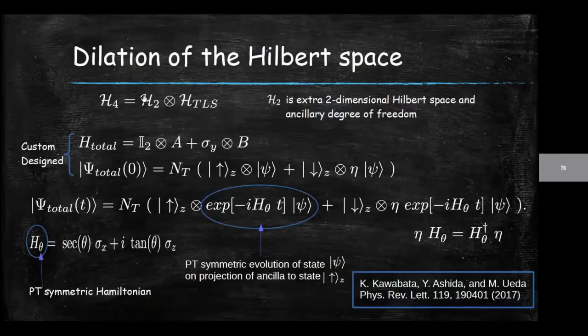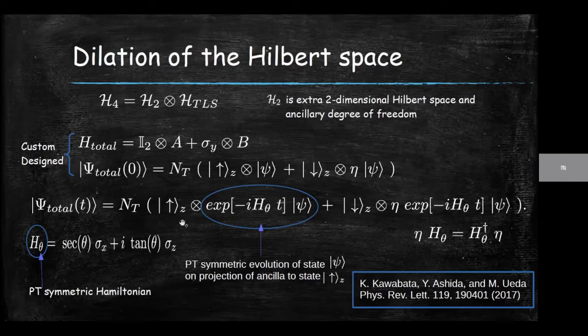Now, the idea is to bring in some extra degrees of freedom, which we are going to call ancillary degrees of freedom, and then we are going to custom design the total Hamiltonian and the initial preparation of the state such that the subspace dynamics here follows the non-Hermitian dynamics as we desire, upon projection of this ancillary degree of freedom on a particular state.